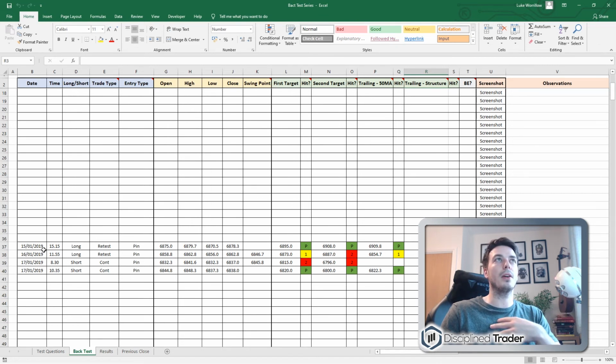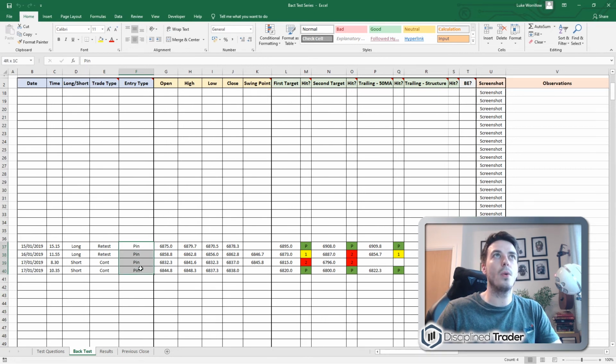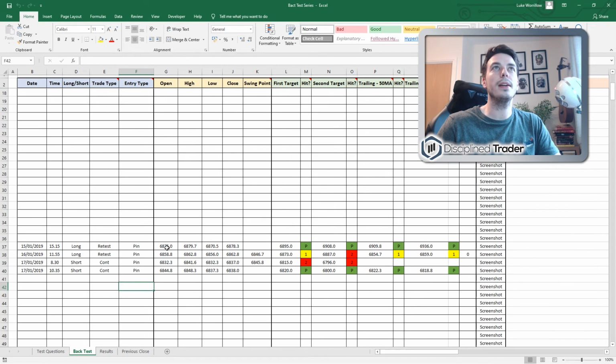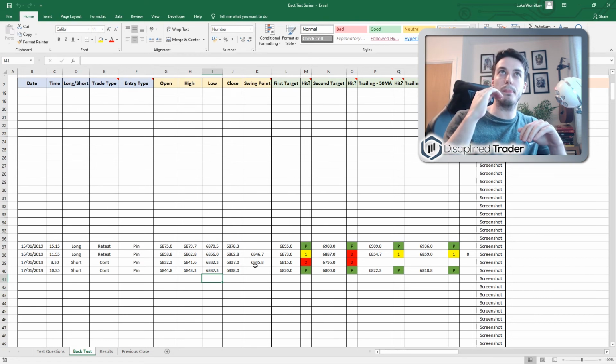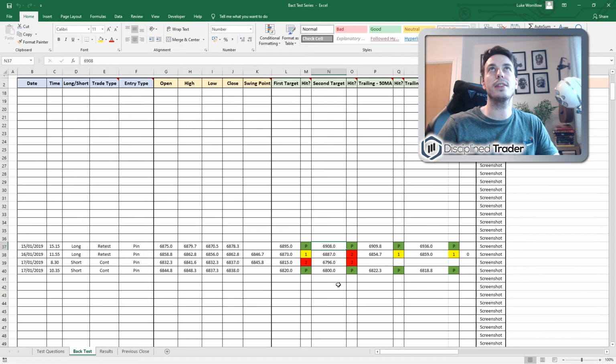I'll quickly talk you through how it would look. So you can see date, time, trade direction. This is just general strategy stuff, whether it's a retest, a continuation trade, what type of entry signal I got. Again, these are specific to the entry candle itself, so the open, high, low, close point of the candle, and then a swing point if there is any near, just because I could potentially put my stop above or below a swing point rather than my entry candle. Might be something to consider. And then my first fixed target, my second fixed target, my trailing, my break even.